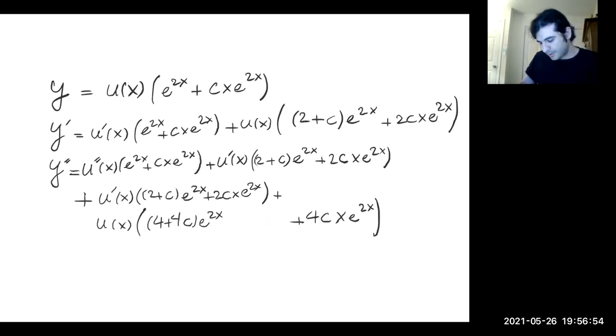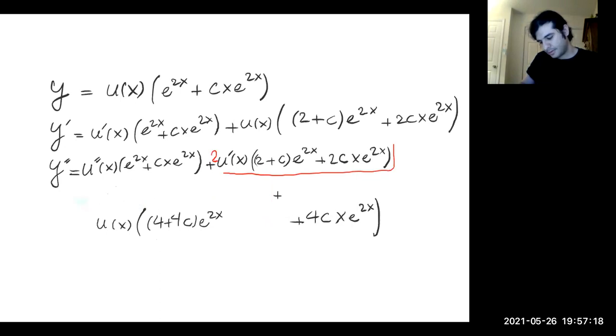Okay. Now also note that what we have here, u prime times (2 plus c) times e to the 2x plus 2c x e to the 2x, is exactly the same thing as we have here. So I would just multiply this one by 2 and erase the other one. So plus this thing. So that is the second derivative.